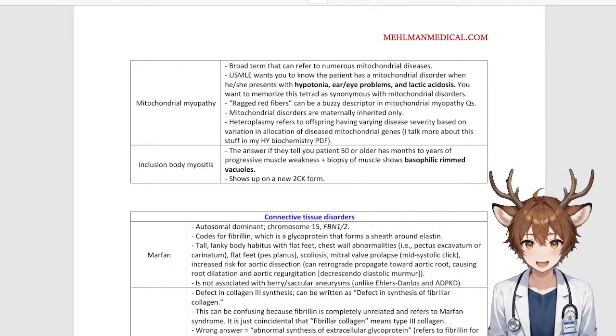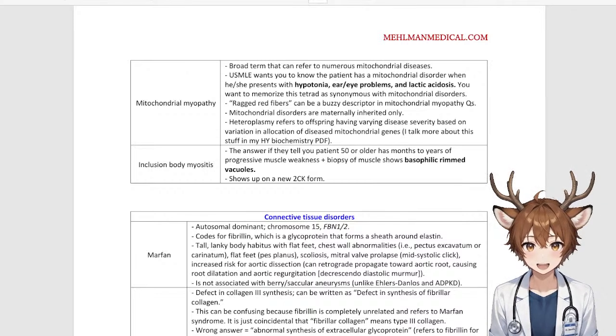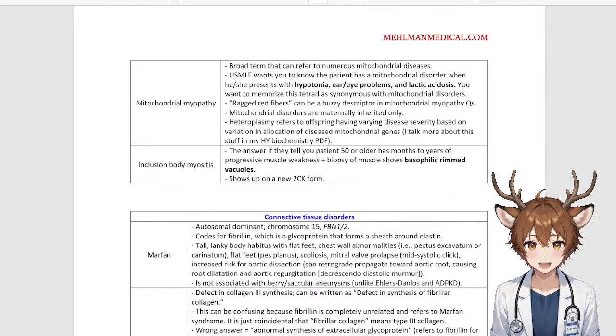Heteroplasmy refers to offspring having varying disease severity based on variation in allocation of disease mitochondrial genes.